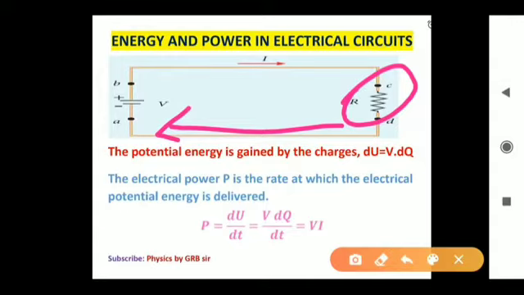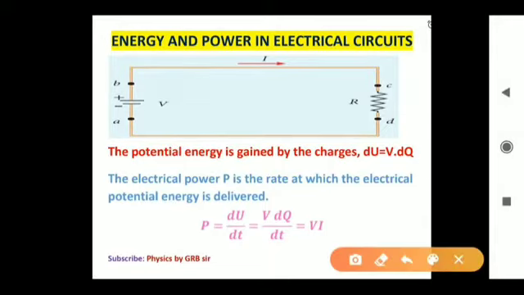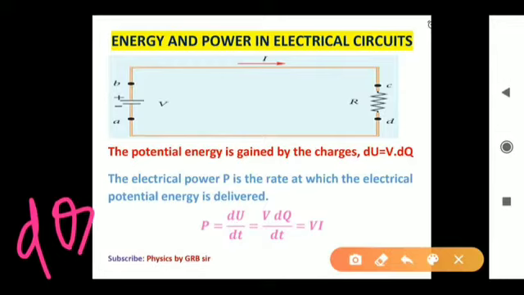Consider a circuit in which a battery of voltage V is connected to a resistor. Assume that a positive charge dq moves from point A to B through the battery, and moves from point C to D through the resistor and back to point A. When the charge moves from point A to B, it gains potential energy dU = V·dq, and the chemical potential energy of the battery decreases by the same amount.